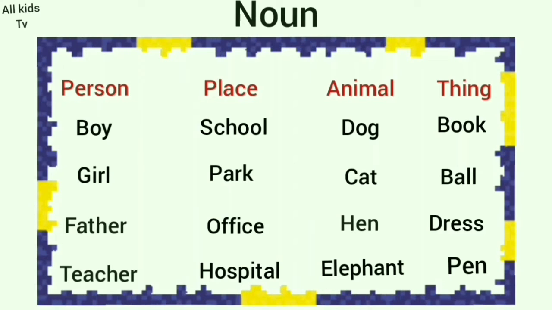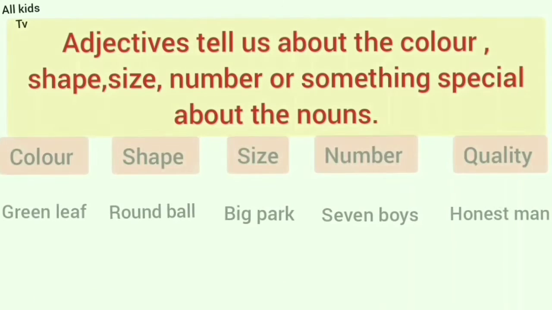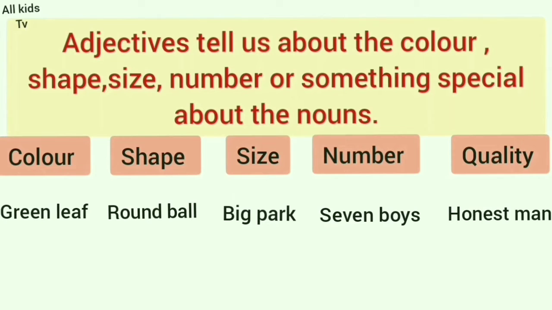Let's discuss our main topic, adjective. Adjectives tell us about the color, shape, size, number or some quality of the nouns. For example, green leaf. Here, green is the color of the leaf. So, green is the adjective. Round ball. Here, round is the shape of the ball. So, round is the adjective.